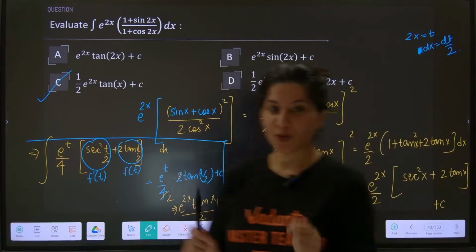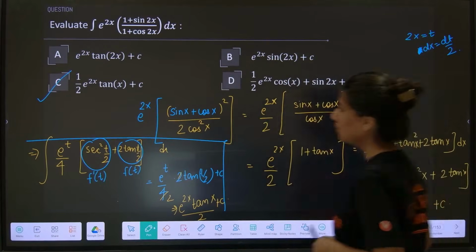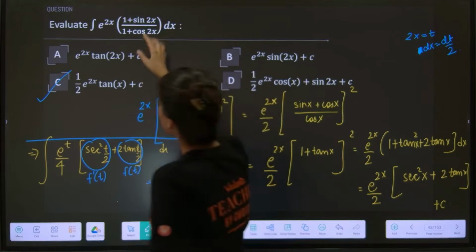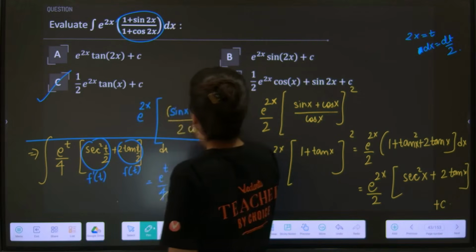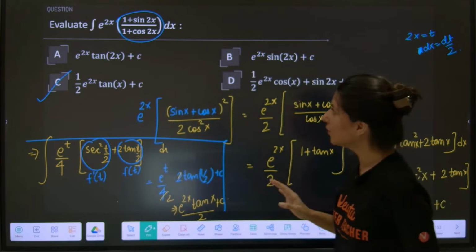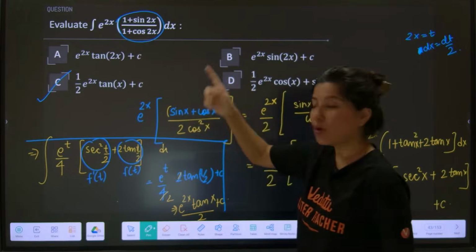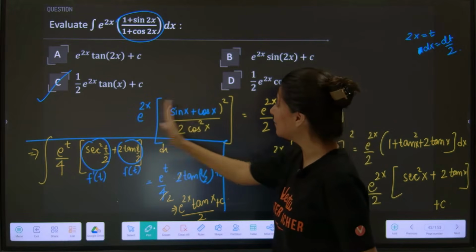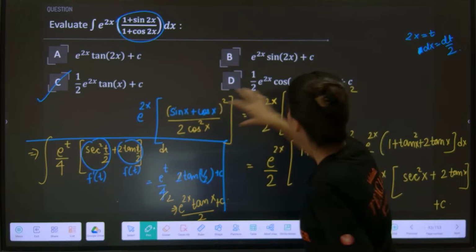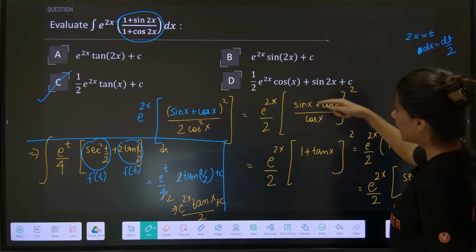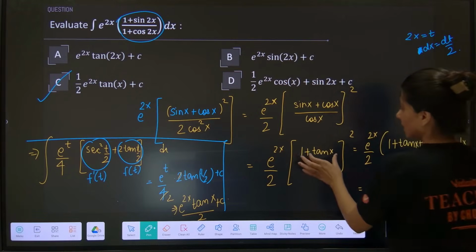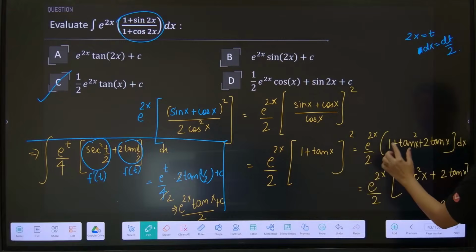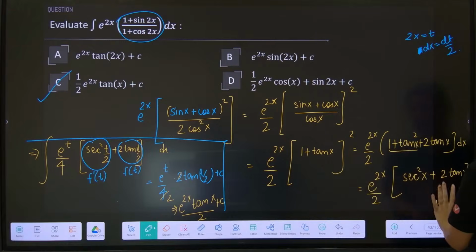Okay. Do you want me to repeat it one more time? I can do that. First of all, this needs to be simplified first. 1 plus sin 2x is (sin x plus cos x) whole square, and 1 plus cos 2x is 2 cos square x. The half can come in front and the whole square can be taken completely. Sin by cos is tan, cos by cos is 1. Now let's expand it: (1 plus tan x) whole square, a square plus b square plus 2ab. 1 plus tan square can be written as sec square.